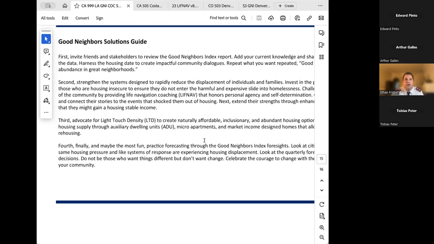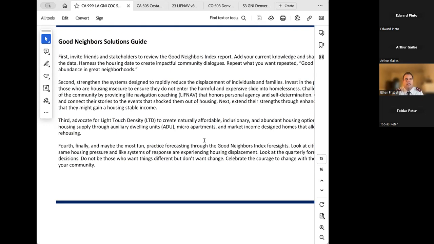Second, strengthen the systems designed to rapidly reduce displacement. That is work on prevention, diversion, outreach. The best method to reducing those who experience displacement is helping them stay housed, and that's often the most financially effective, affordable space to do that. So we encourage that to be the solution.